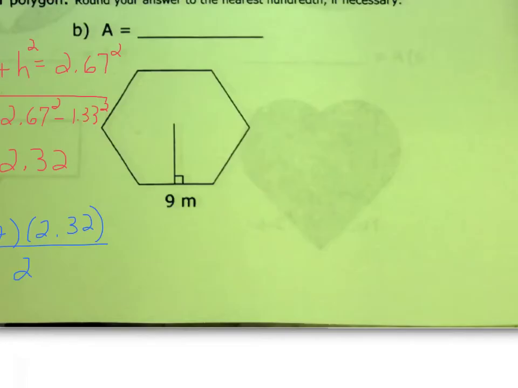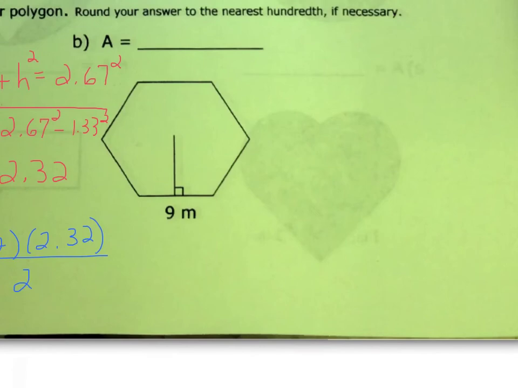Okay, for number 6B, we have to keep in mind that in a hexagon, each one of the angles is 120. So it's 120, 120, and when we cut that angle in half, that becomes 60. So the apothem is the long leg. Now, the short leg is this side, which is half of 9, 4.5. So if the short leg is 4.5, the long leg is 4.5 square root of 3, which is the apothem.